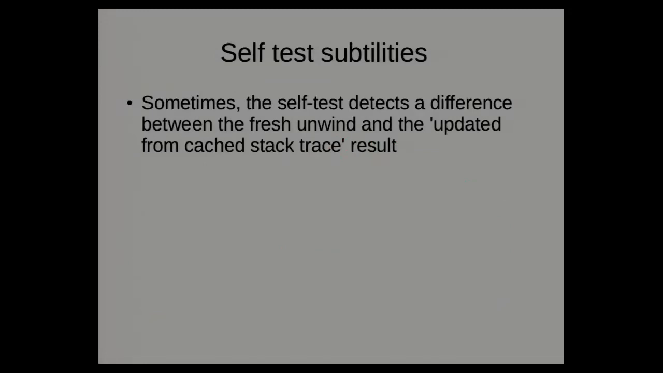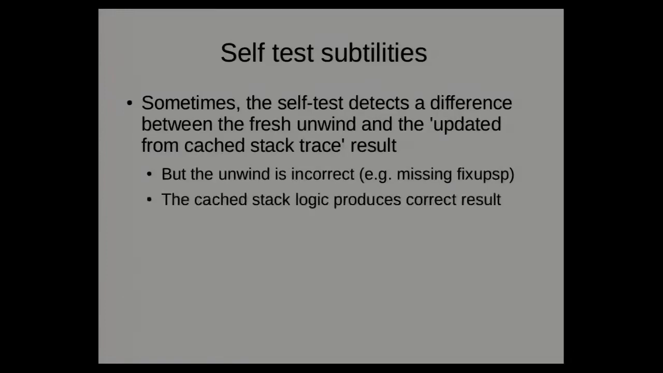Self-test subtlety. Sometimes the self-test detects a difference between the version 1 and the updated from cache stack result. So the self-test says, here there is a bug, because Valgrind 3.12 would compute this, and the cache stuff computes that. Well, sometimes the unwind is incorrect, because what I have discovered is that, for example, with a missing fix-up in the middle of an instruction, Valgrind 3.12 also suffers from that. So it computes the wrong stack trace, and for all the instructions where we have a fix-up, in fact the stack trace computed by Valgrind was wrong, but it was not a big problem because it was increased.